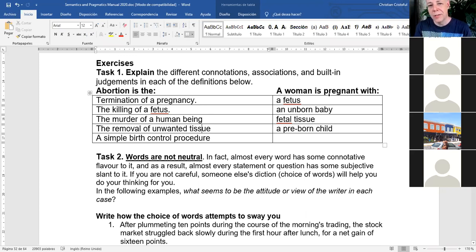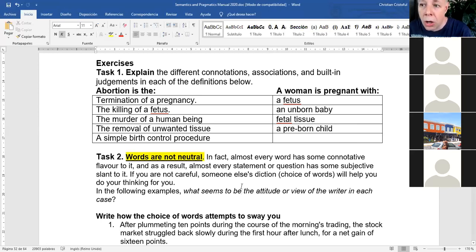This column: a woman is pregnant with a fetus, with an unborn baby, with fetal tissue, a preborn child. Notice how the concept is the same, the denotation is the same. The connotations are the problem. Every time we change a word, we get different feelings associated to those words. One thing that you need to underline in your manual is that words are not neutral. Words are not neutral.